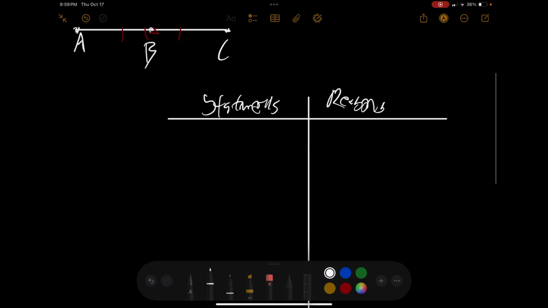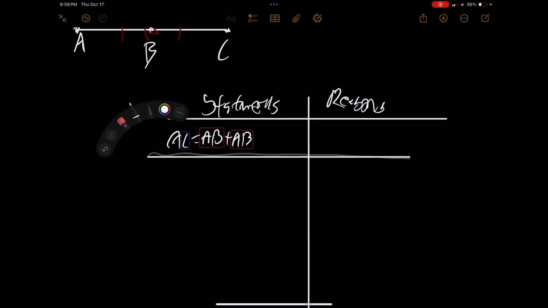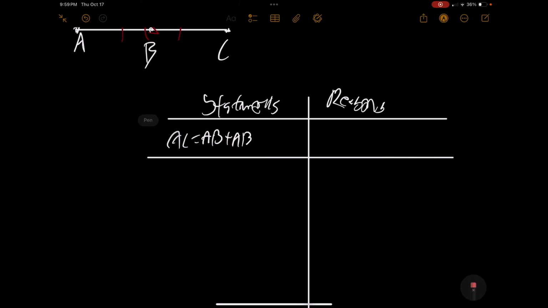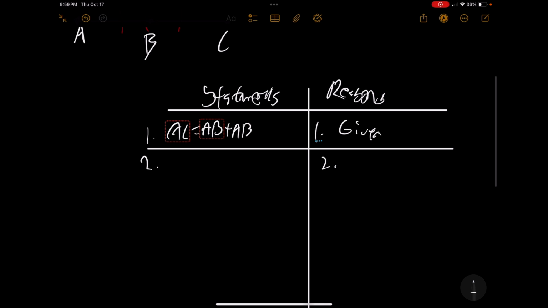So AB, AC. This is step 1. I'll start numbering steps actually. And first reason given, yay, 2. So now what we want to do, sorry, I'm losing it right now. Remember, we're trying to prove B is the midpoint of AC. So we have to really show how AB equals BC.